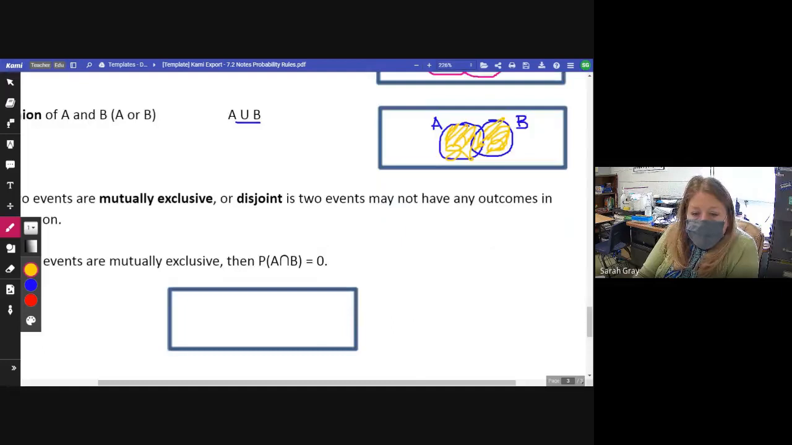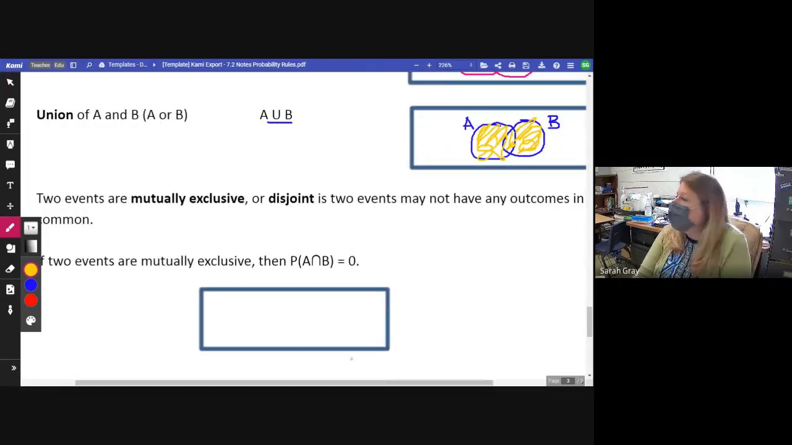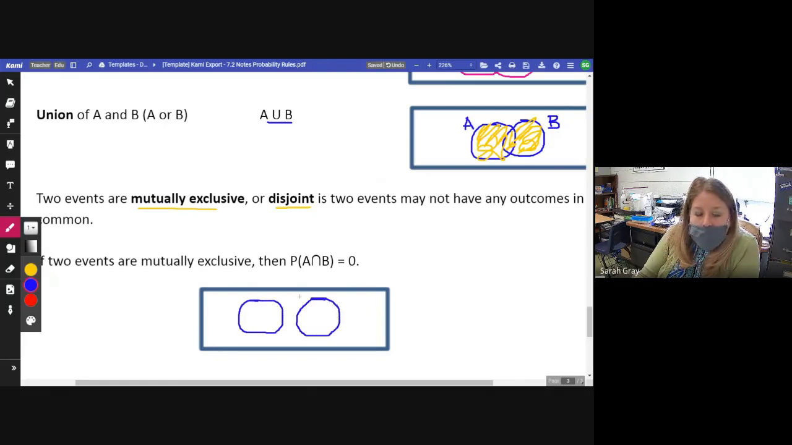All right, and the last one. If two events are mutually exclusive, they are disjoint and they don't have anything in common. So for this one, your two circles don't intersect because they have nothing in common.